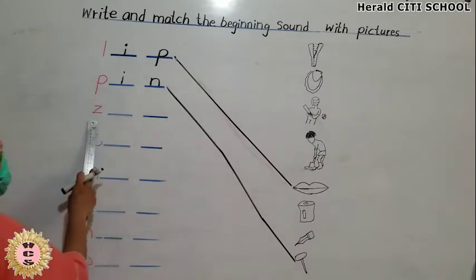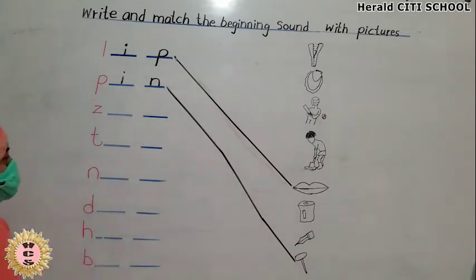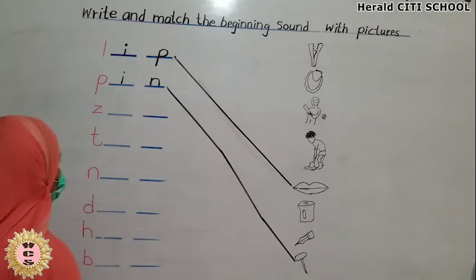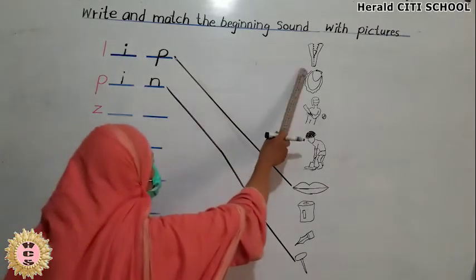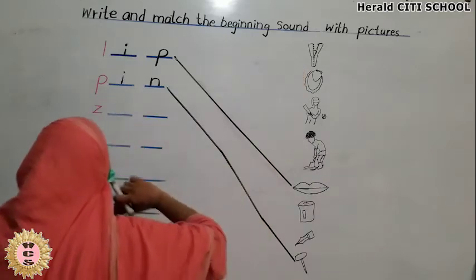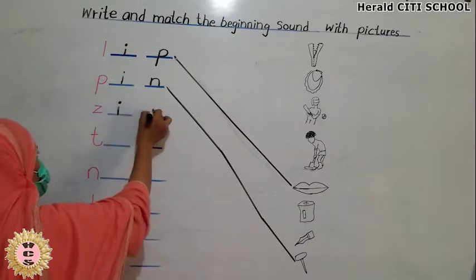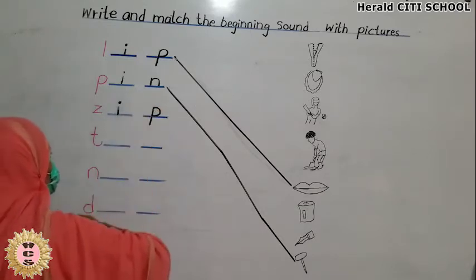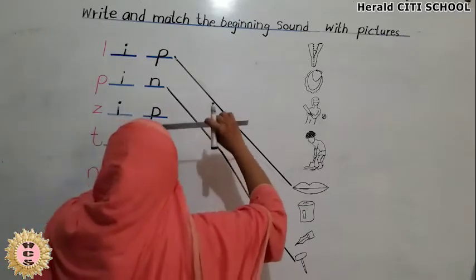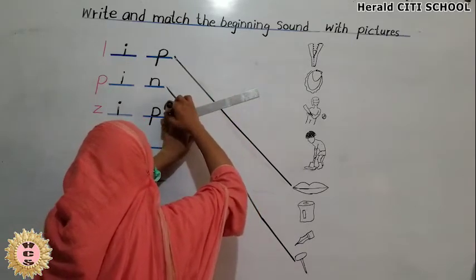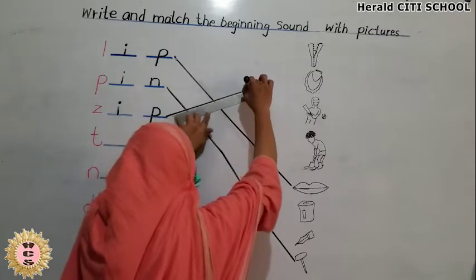Now children, which sound is this? Z. Z. And look at the pictures. Which thing is giving the sound of Z? Yes, this is a zip. Z. And the spelling of zip is Z-I-P, zip. Now children, we will match the word zip to the picture of the zip.